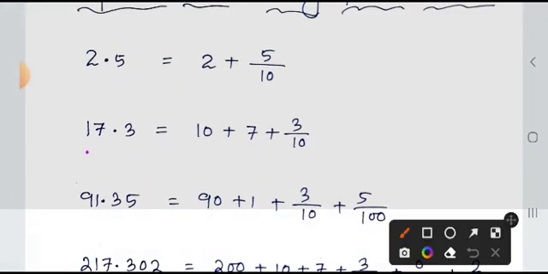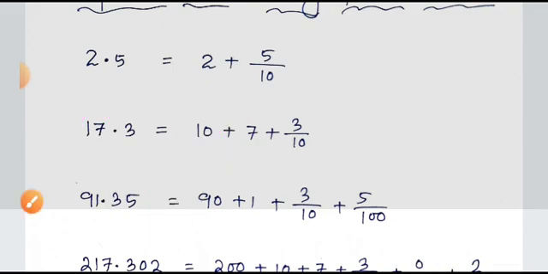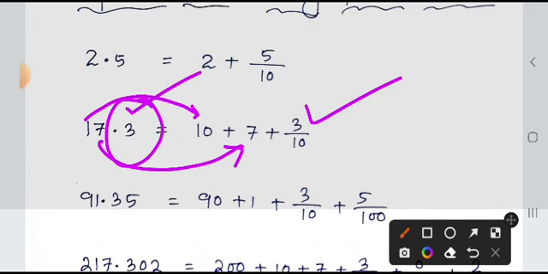And likewise, when we have 17.3, in 17 the 1 is on the tens place, that's why the place value will be 10, and 7 is on the ones place, so we will write simply 7. So for 1 we have written 10, and for 7 that is only 7 because it is on the ones place. But for the decimal parts, it will come like fractions, by 10, by 100, or by 1000, and 3 is on the tenth place, that's why we write here 3 upon 10.